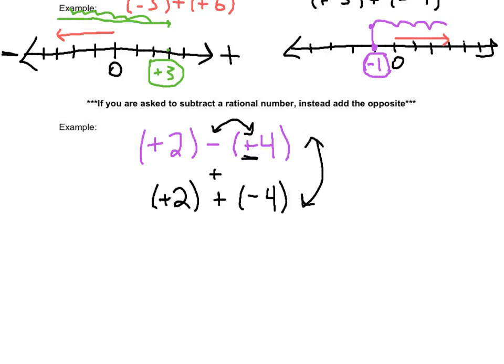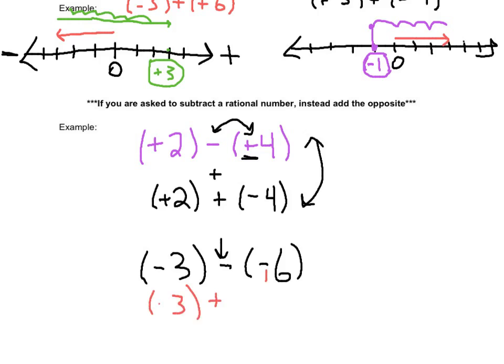Okay, so another example might be a negative 3 minus a negative 6. Again, we see that we are asked to subtract. So instead of trying to come up with a way to deal with that, we're simply going to add the opposite. So we would write it as negative 3 add the opposite, and the opposite of this negative is a positive 6.